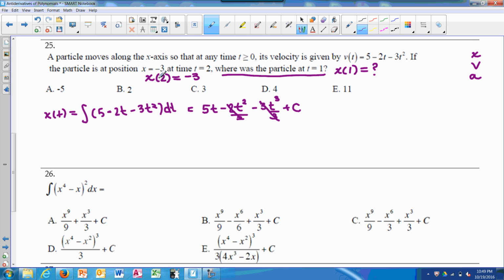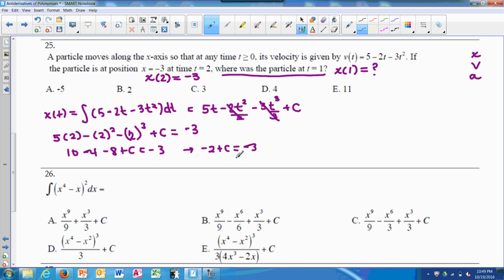So now I'm going to use that initial condition at time 2: 5 times 2 minus 2 squared minus 2 cubed plus c must equal, so x of 2 equals negative 3. So 10 minus 4 minus 8 plus c equals negative 3. So negative 2 plus c equals negative 3, so c equals negative 1.